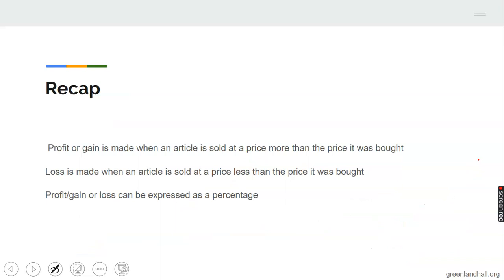Very simple. Now, a recap. Profit or gain is made when an article is sold at a price more than the price it was bought. Then loss is made when an article is sold at a price less than the price it was bought. The profit, gain or loss can also be expressed as a percentage. If you want to express profit as a percentage, you say profit over cost price times 100 over 1. While if you want to express loss as a percentage, loss over cost price times 100 over 1.